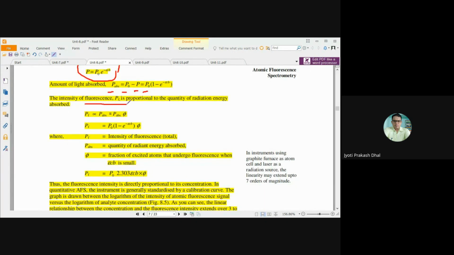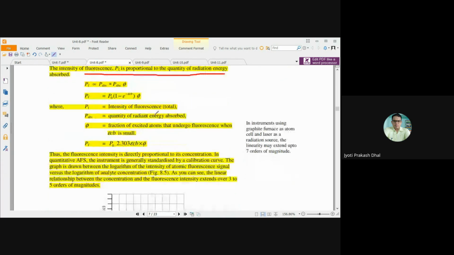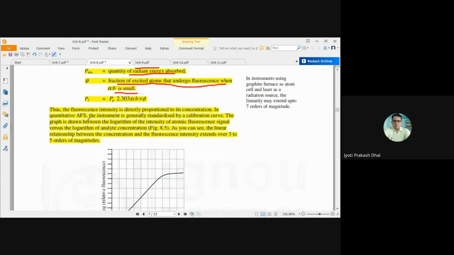Then the intensity of fluorescence Pf is proportional to the quantity of radiation absorbed, that is Pf is directly proportional to P_abs, which equals P_abs times some constant phi. So Pf equals P0 times (1 minus e to the power minus epsilon Cb) times phi, where Pf is the intensity of the fluorescence, P_abs is the quantity of radiant energy absorbed, and phi is the fraction of the excited atoms that return to the ground state by fluorescence. When epsilon Cb is very small, Pf equals P0 times 2.303 epsilon Cb times phi.